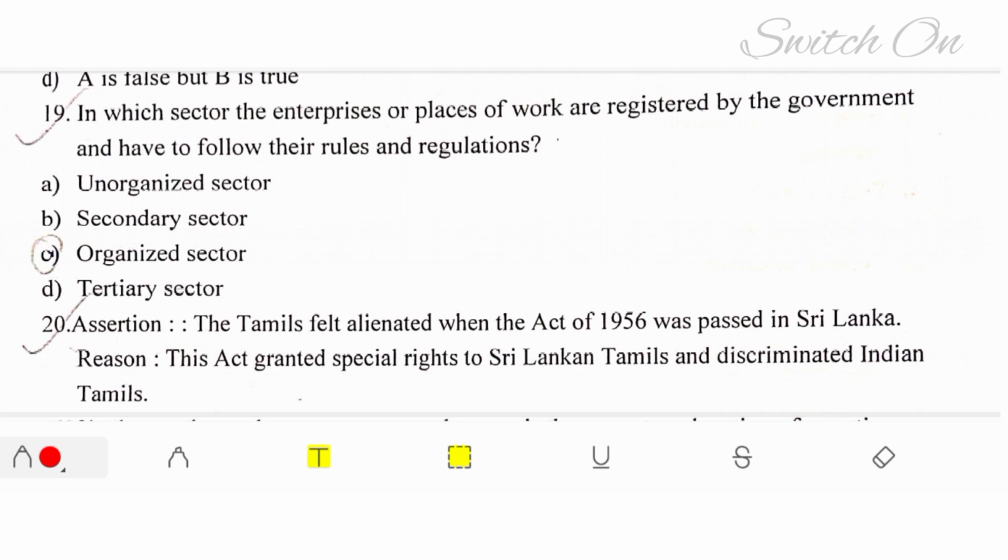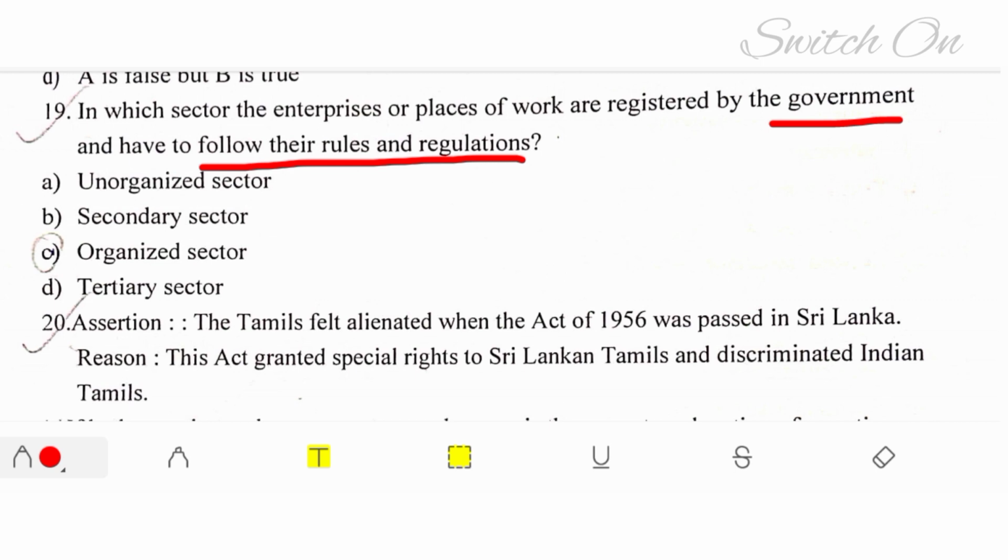Question number 19. In which sector the enterprises or places of work are registered by the government and have to follow their rules and regulations? So they have to follow the rules and regulations. So the answer is organized sector.